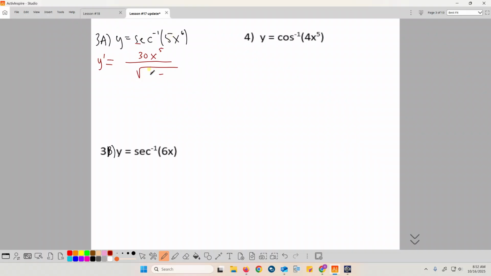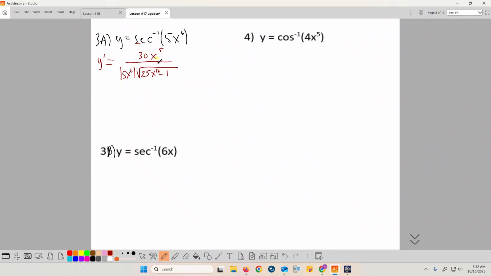Okay, anyway, 5 squared is 25, right? And then x to the 6 squared should be x to the power of 12. And then from there, let's see, minus the 1, right? Now, the only thing I'm missing here in my formula is the absolute value in the denominator of the u, which is just 5x to the power of 6.